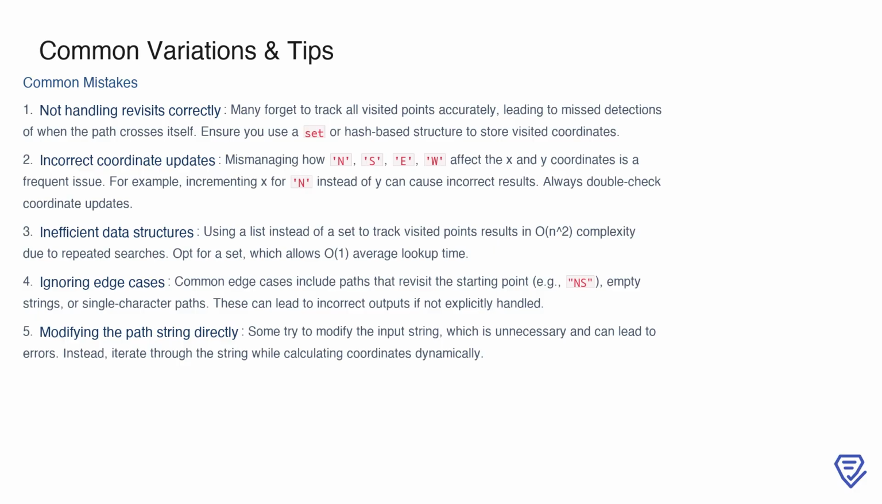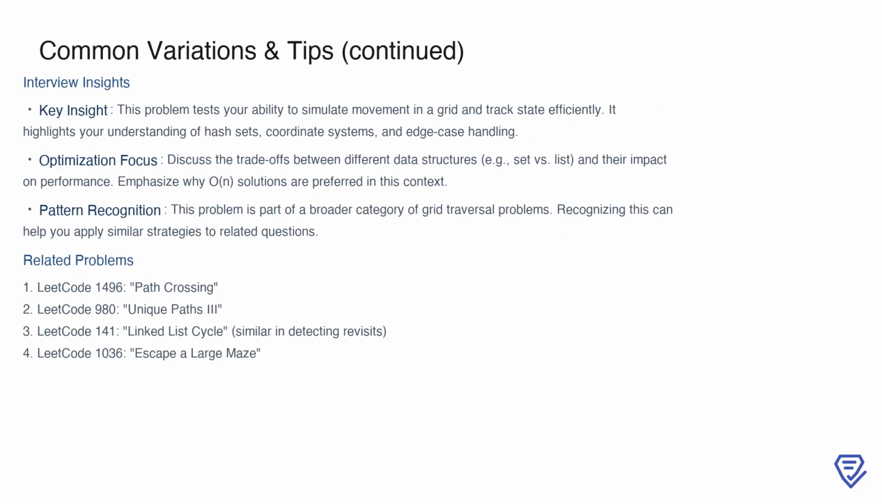Finally, some may try to modify the input path string during processing. This is unnecessary and can introduce errors. Instead, focus on iterating through the string while dynamically calculating coordinates based on the directions provided. This problem is a great opportunity to showcase your ability to simulate movement on a grid and track state efficiently. It tests your understanding of hash sets, coordinate systems, and handling edge cases.